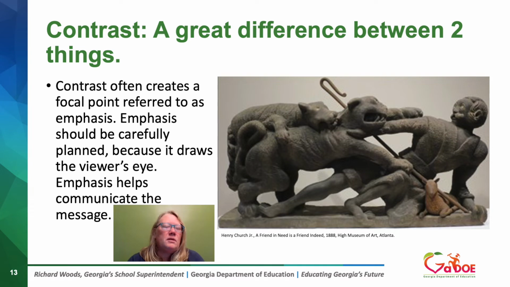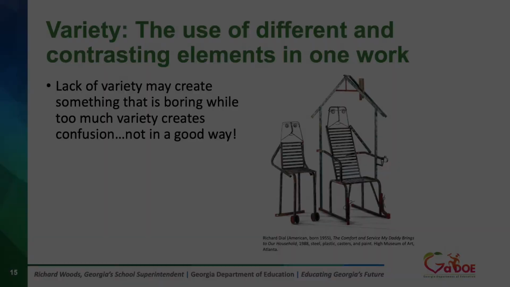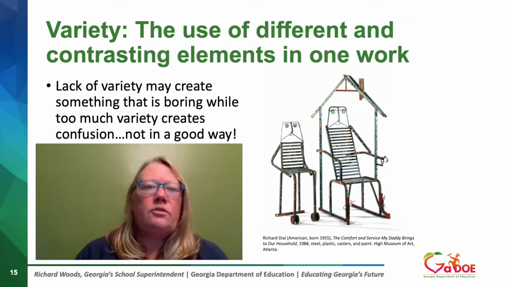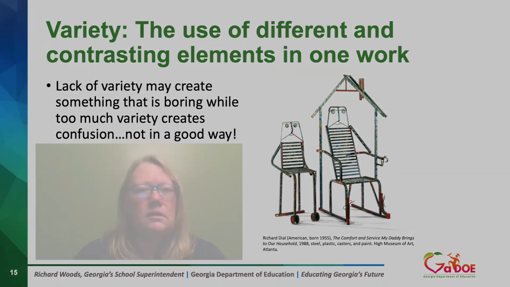Contrast is pretty much the same in 3D as it is in 2D. It is that difference between two things, opposing elements, that often creates a sense of emphasis. Unity, again, similar in 2D to 3D. So it's the appearance that the components are working in harmony and that everything belongs together. Variety, again, 2D to 3D, it's that different and contrasting elements within a single work.